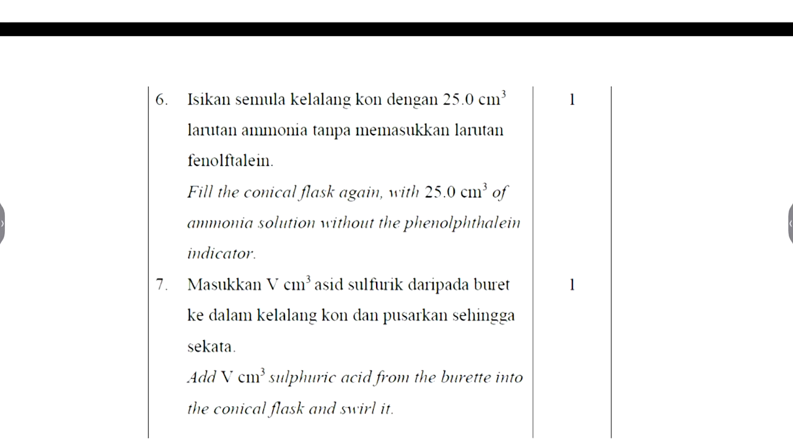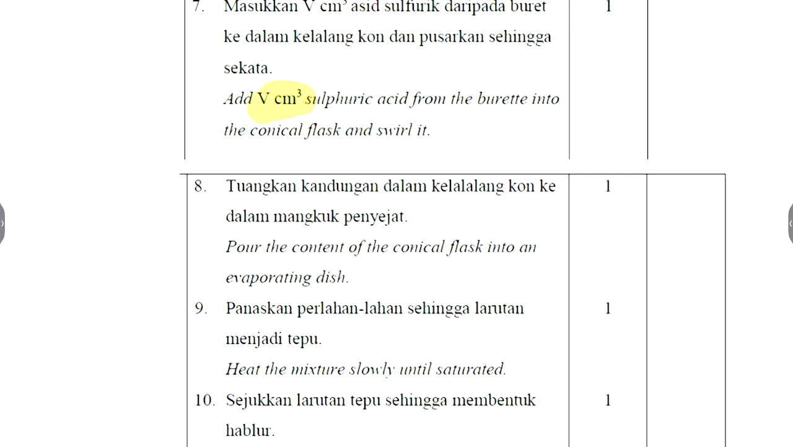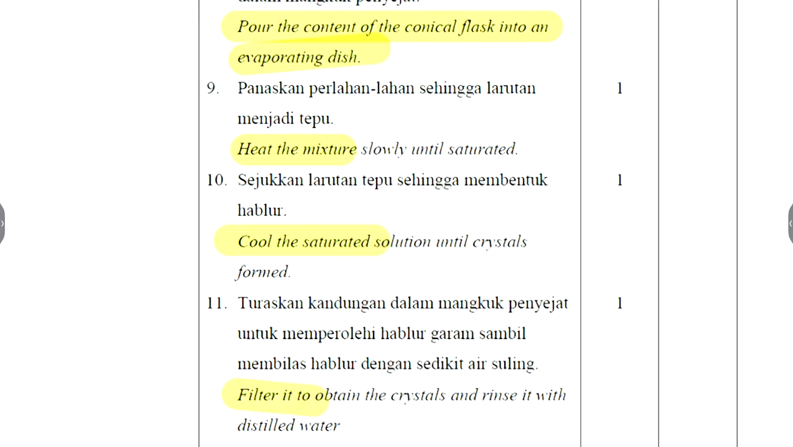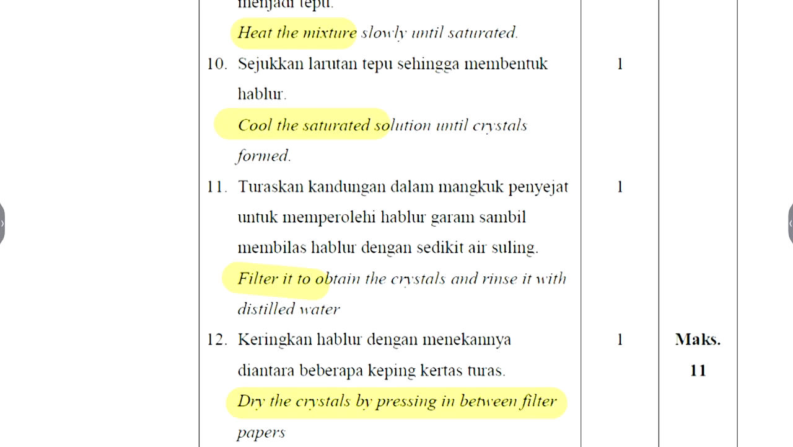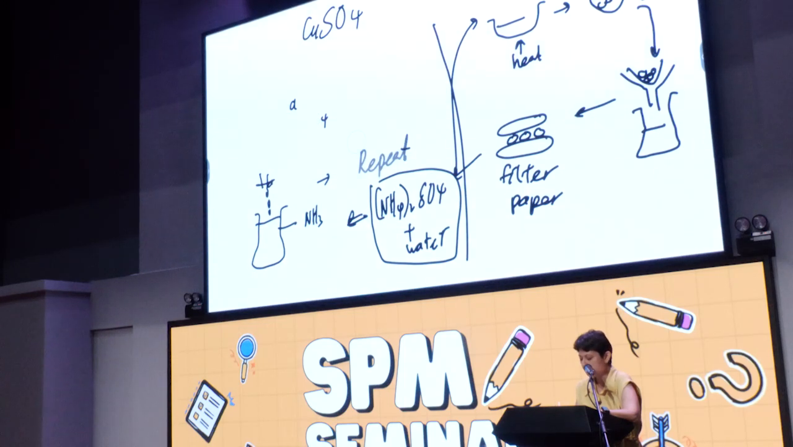All right? And then you repeat the experiment with 25 centimeter cube of ammonia, but without the phenolphthalein. You must say, I'm smart, I don't use phenolphthalein now. And then you add the V centimeter cube, okay? The one that you did just now. And then you pour it into an evaporating dish, heat, cool, filter. Okay? Heat, cool, filter, dry between filter paper. 11 marks. Do you understand how to write? Can? Okay, if this question is not ammonium sulfate, if this question is making copper sulfate, what do I do different? What is my chemical? Sulfuric acid and?